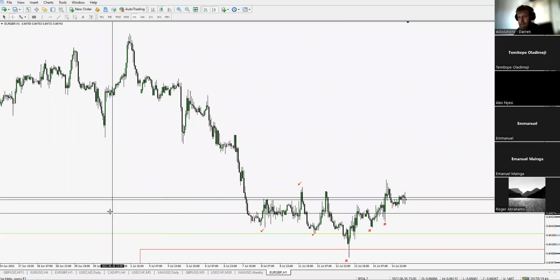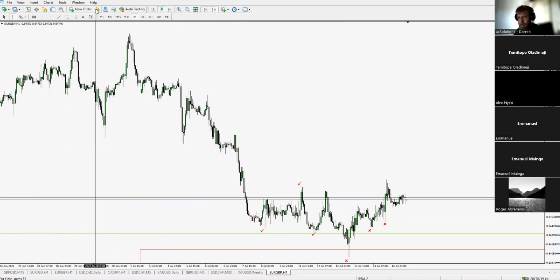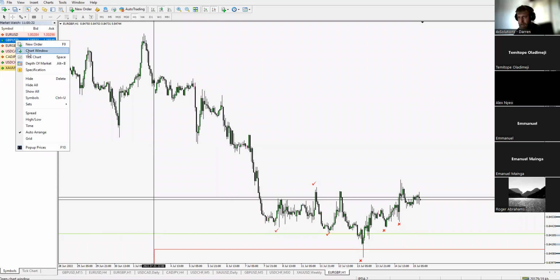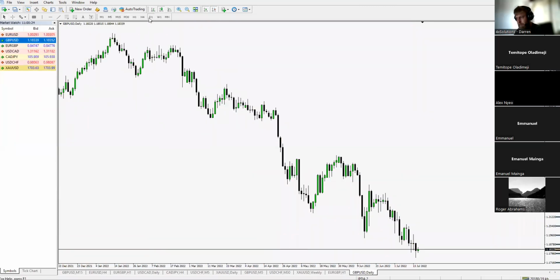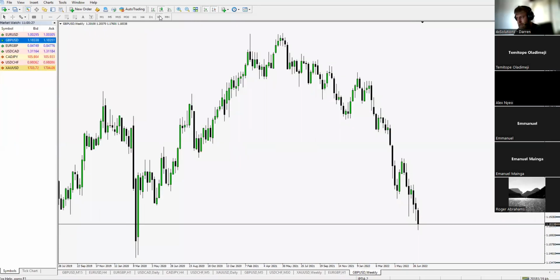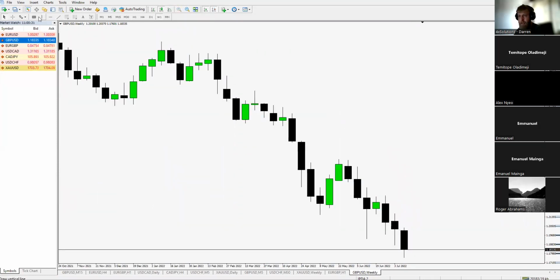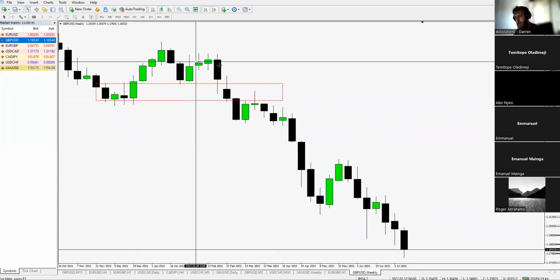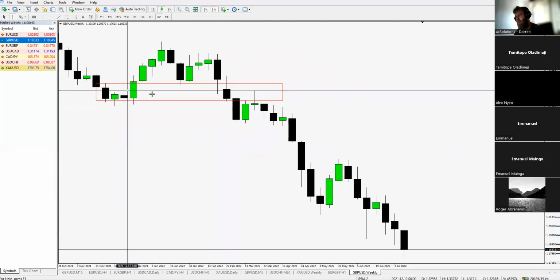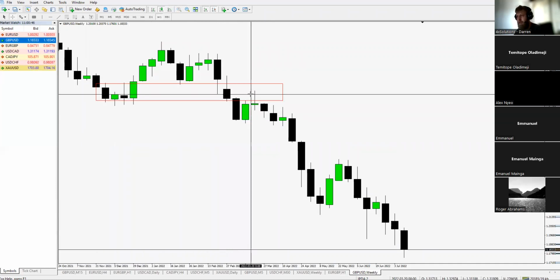So recently there was one, I think it was on GU. Let me just have a look here. I think it was on a daily, or maybe a weekly, I can't remember. Okay, yeah, so over here, weekly, right? So we would say that there's mitigations all over the place. Like here would be a mitigation over there, and then price trades through it. So shift in market structure, price returns back over here, and boom.